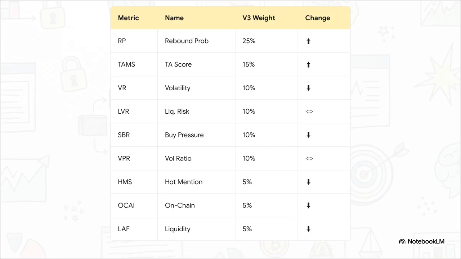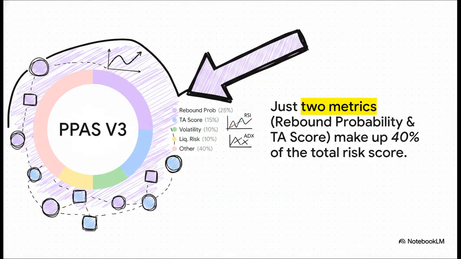But just look at that V3 weight column. It is immediately obvious that the two metrics at the top are doing almost all of the heavy lifting. The system has a very, very strong opinion about what really signals risk. And this chart just makes it crystal clear. A full 40% of the entire risk score comes from just two inputs: rebound probability, which we're going to dissect in just a second, and the technical analysis score. That TS score basically bundles together classic indicators like RSI, which measures momentum, and ADX, which measures the strength of a trend. So, a high TS score means a coin is in a really strong trend, which is the exact opposite of the choppy, sideways market a gridbot needs to survive.